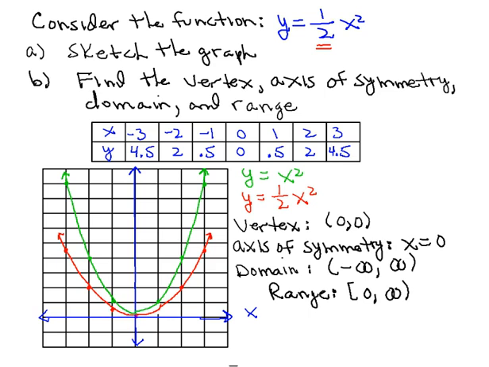So in general, if you multiply the x squared by a constant whose absolute value is less than 1 but greater than 0, what that will do then is to compress the graph of y equals x squared by the factor of whatever the constant is equal to.